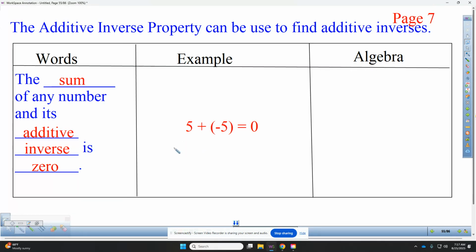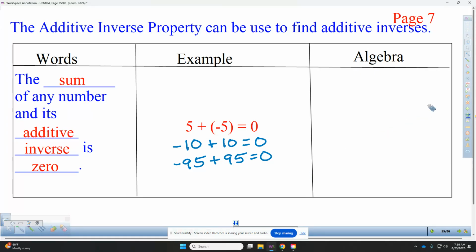Another example might be negative 10 plus a positive 10 is equal to 0. If you haven't come up with one on your own, can you try to come up with one? Maybe negative 95 plus what? Hopefully you're saying a positive 95.